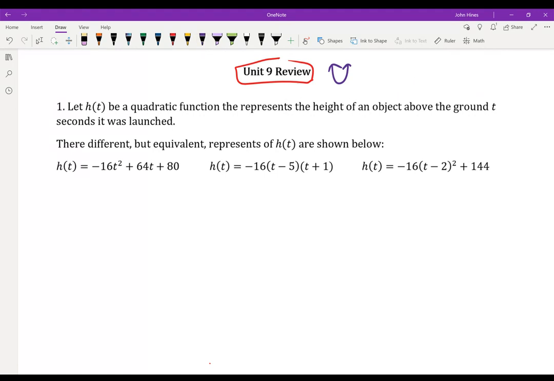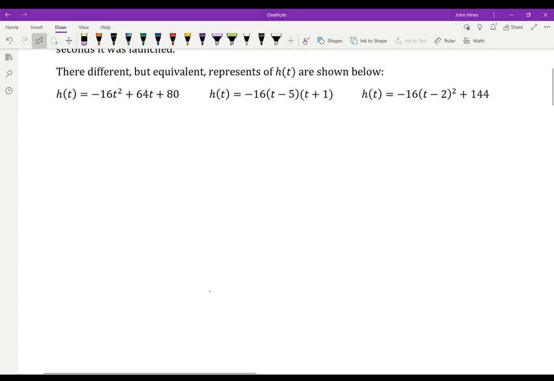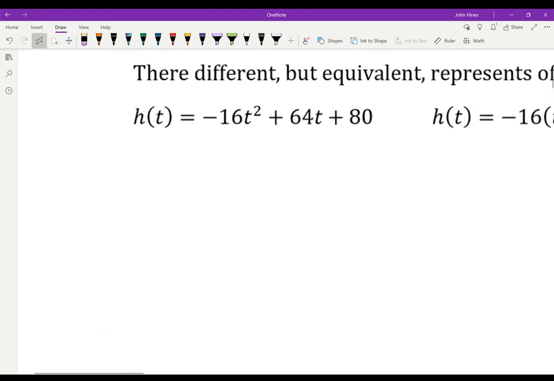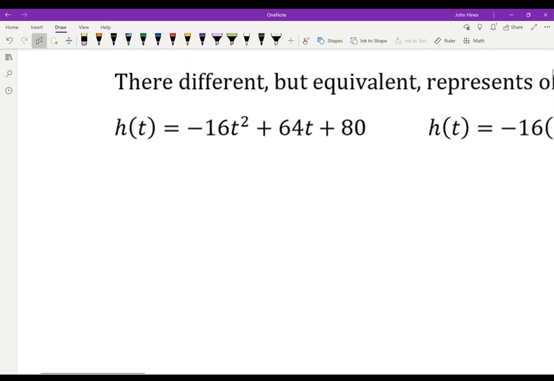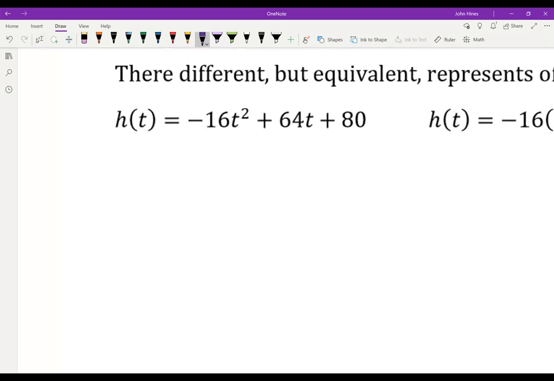So three different but equivalent representations of h of t are shown here. This first representation is negative 16t squared plus 64t plus 80. This represents standard form. Why? Because it's ax squared plus bx plus c. It is a polynomial written in standard form.